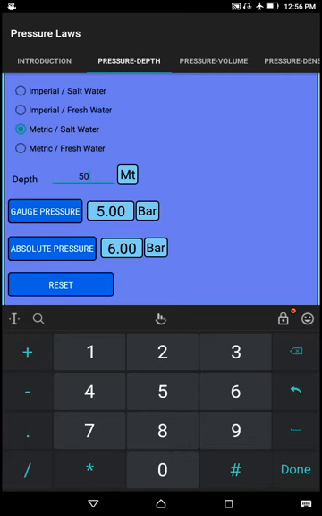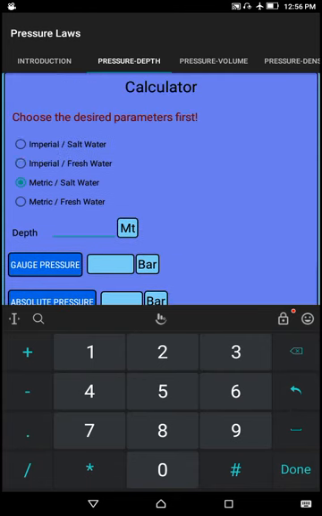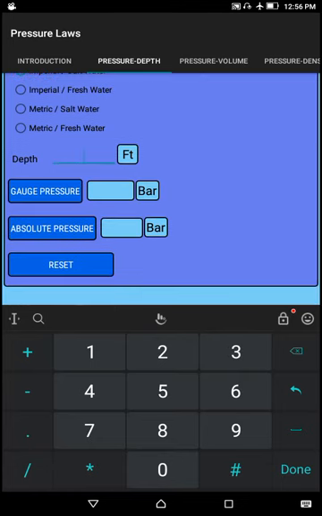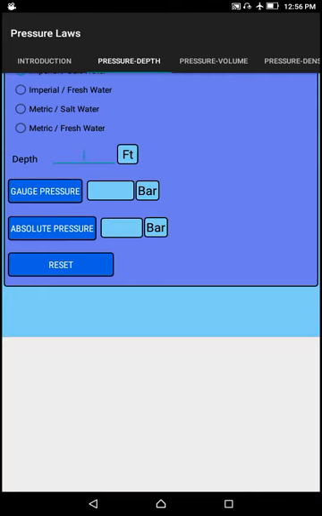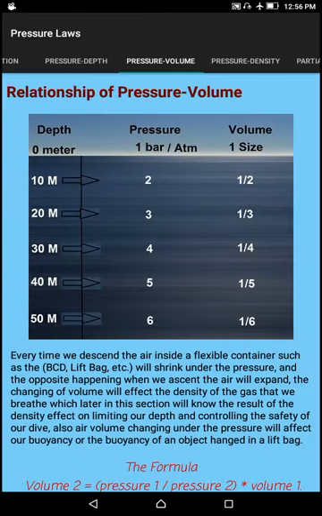I would like to do a new formula. Then I choose, for example, let's say Imperial salt water. And we will choose 66. We're choosing 66, then we press gauge pressure, it will be 2 bar, absolute pressure, it will be 3 bar. Reset the formula, then we will swap to go to the next one, pressure and volume.